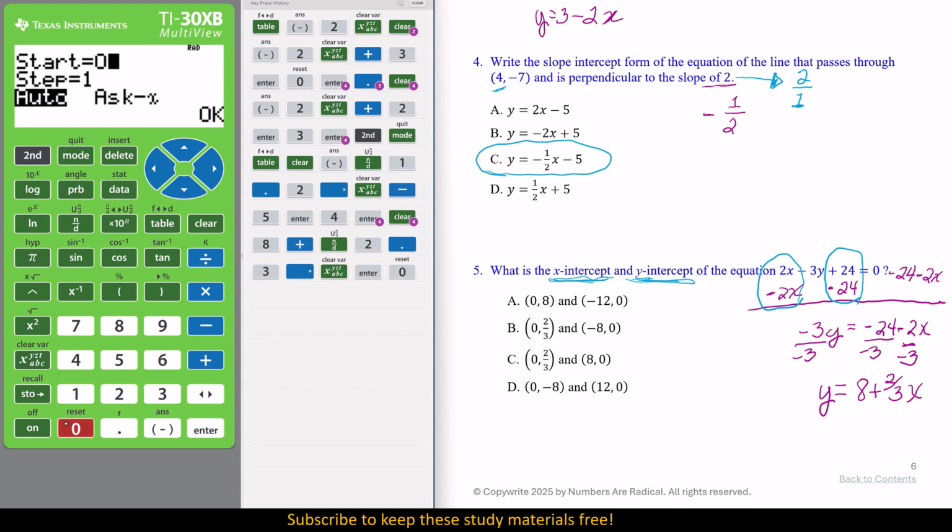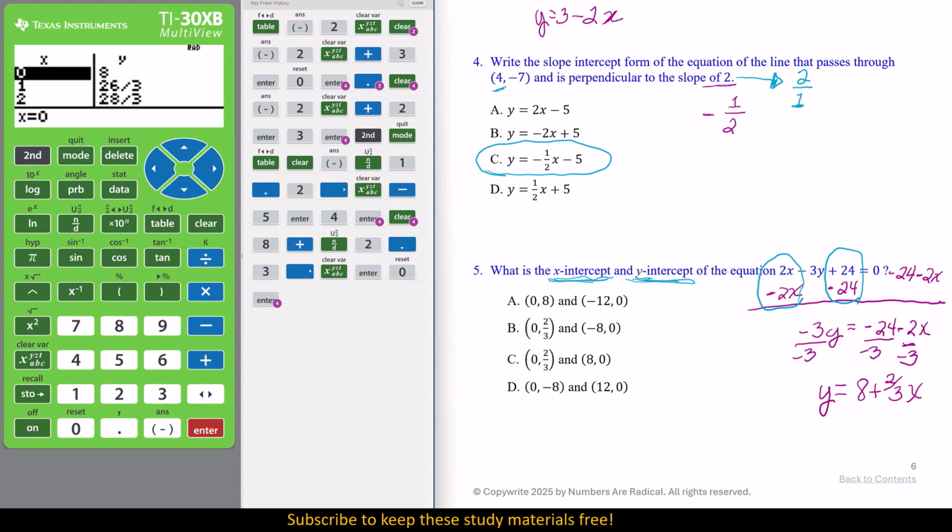Okay, we want to start at 0 because 0x equals 0 is going to give us one of our intercepts, okay? All right. And yes, we want to go by ones. Okay, steps of one. And let's do enter. Okay, 0, 8 is the first one.